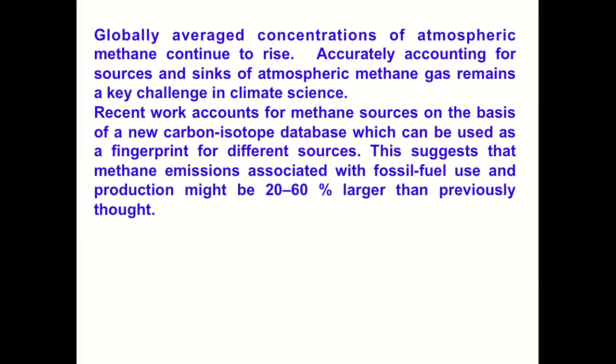There's a lot of work that's been done in terms of looking at so-called carbon isotope fingerprints, which are used to identify different sources. So if you could measure the carbon isotope, you can then basically go to these databases and see what are the likely sources. And that again suggests that methane emissions with fossil fuel use and production, more recent data suggests, are maybe even larger than we thought previously. Some people think as high as 60%, some people maybe only 20%. But that's a sort of range of uncertainty which requires yet more scientific work.